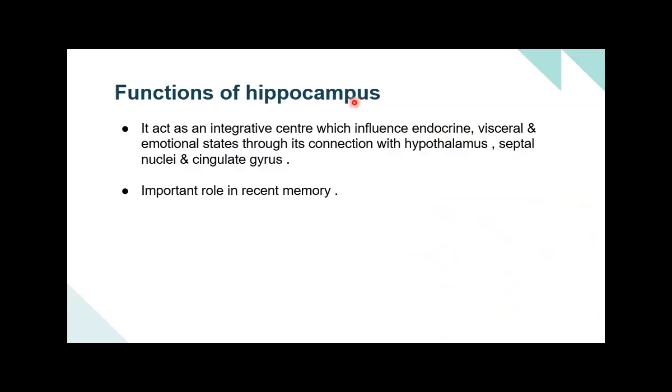The function: the hippocampus acts as an integrative center which influences endocrine function through the hypothalamus, visceral function through the septal nucleus, and emotional states through its connection to the hypothalamus, septal nuclei, and cingulate gyrus. It has an important role in recent memory. So the hippocampus is involved in converting immediate, short-term memories to long-term memories.